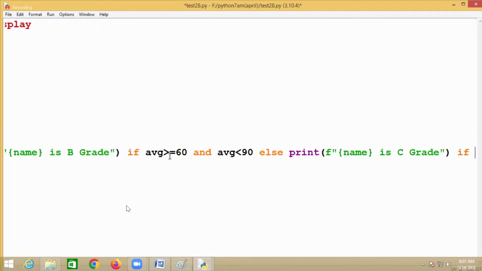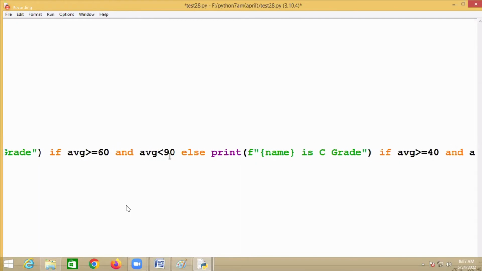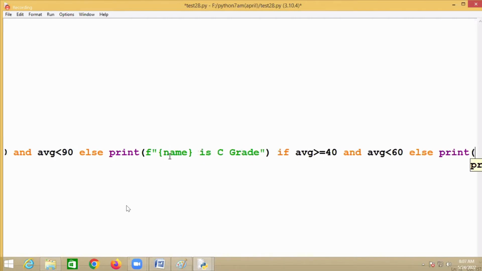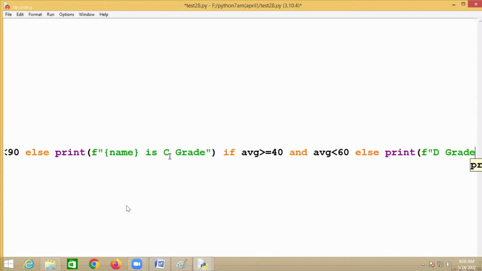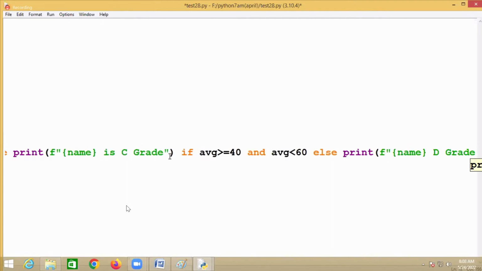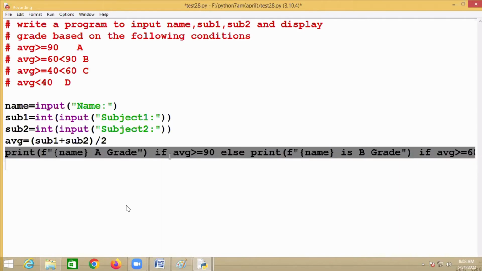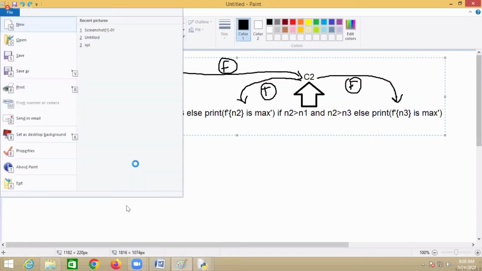If the average is greater than or equal to 40 and average is less than 60. Else, you say format. Which grade is it here? D grade. You print along with the name, saying that this grade is D grade. Now, this is my expression.